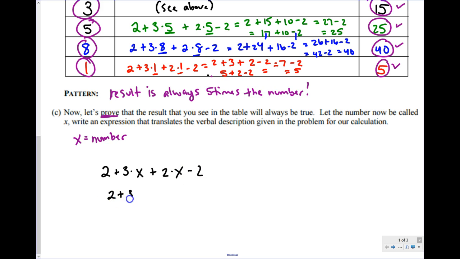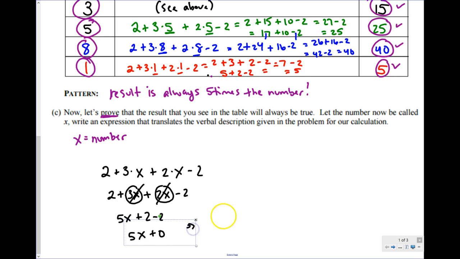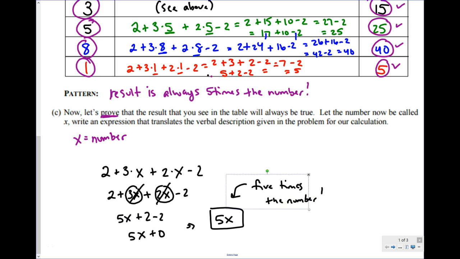So I get 2 plus 3x plus 2 times x, which is 2x, minus 2. Now I can combine like terms, and I get 2 plus 3 gives me 5x. Plus 2 minus 2, these are done. And what is 2 minus 2? Plus 0, so I can just say that my pattern is 5x. And notice, this is the same thing as saying 5 times the number. So the algebra supports all of the trials we did in the chart, right? So really what we're doing is we're testing to make sure that our pattern is right.